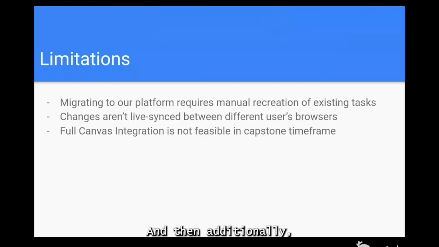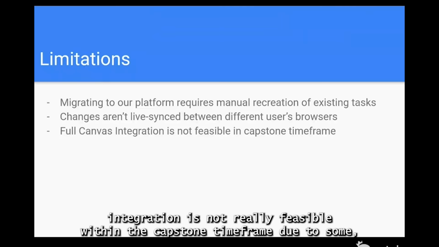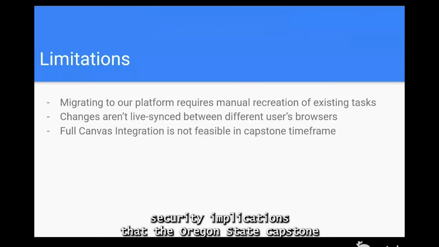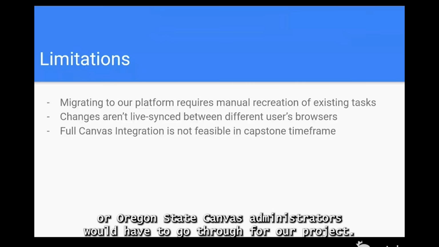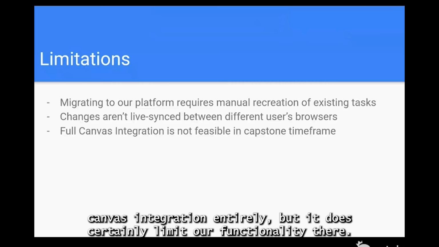And then additionally, some of what our initial planning stage helped identify is that full Canvas integration is not really feasible within the Capstone timeframe due to some security implications that the Oregon State Canvas administrators would have to go through for our project. It doesn't stop Canvas integration entirely, but it does certainly limit our functionality there.